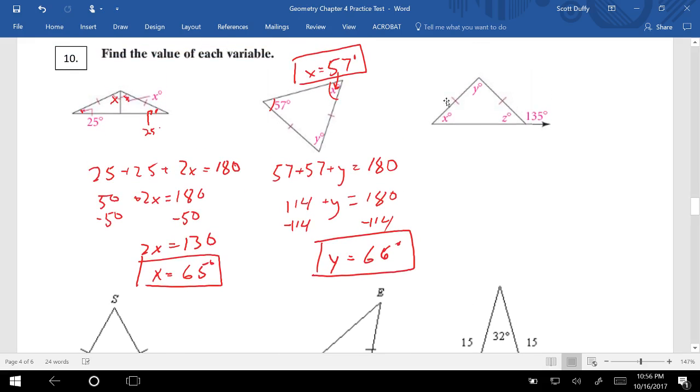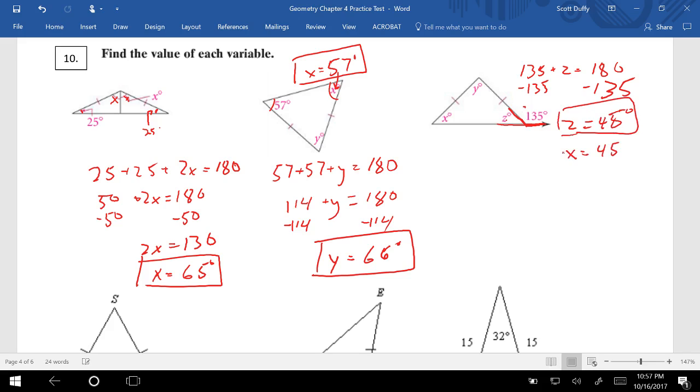If this is an isosceles triangle, these two sides being equal, x and z are going to be equal. Now I can figure out what z is because it is a supplementary angle to 135. So these two have to add up to be 180. So I say 135 plus z equals 180. Subtract 135. I get z equals 45 degrees. Now if that's 45, then x is also 45 degrees.